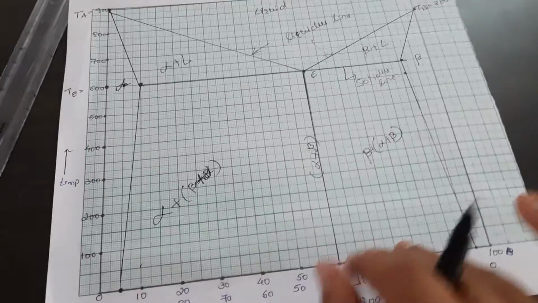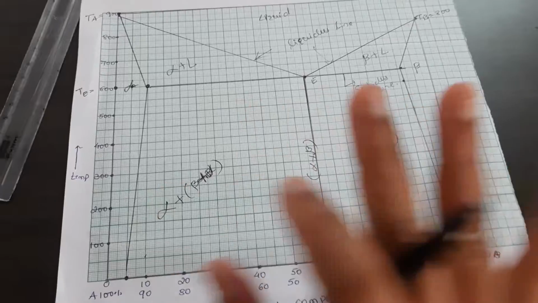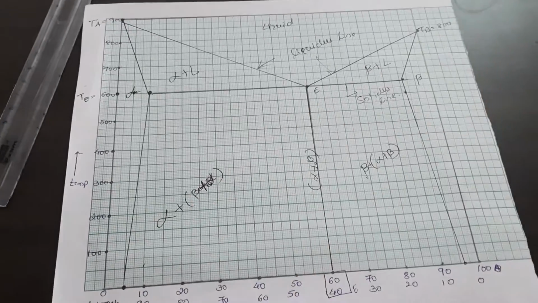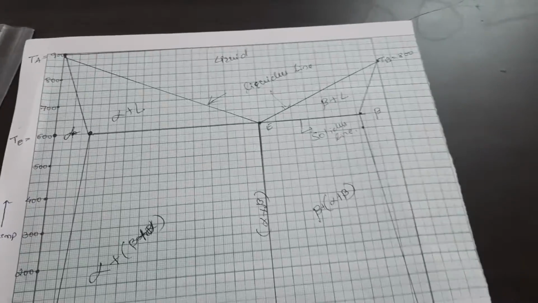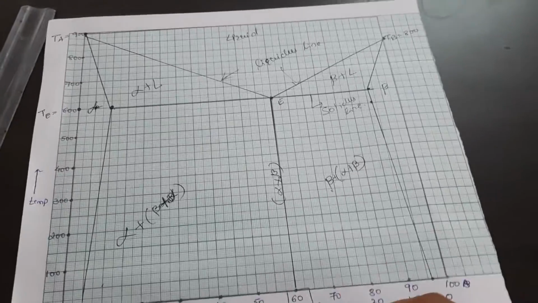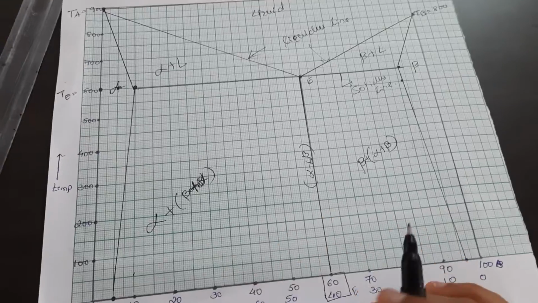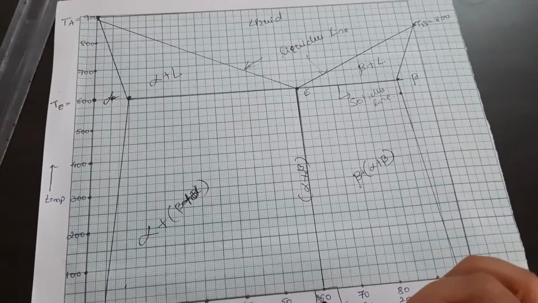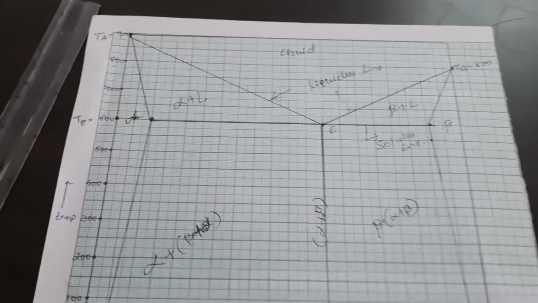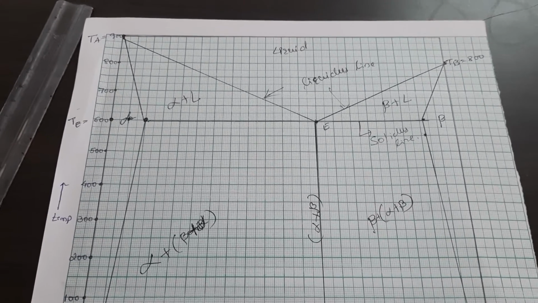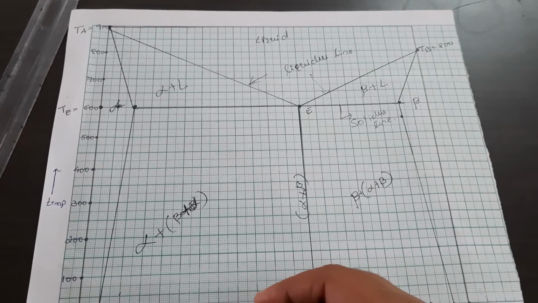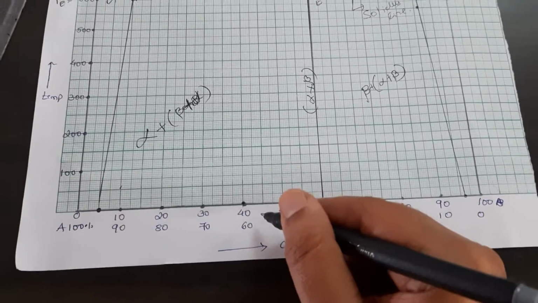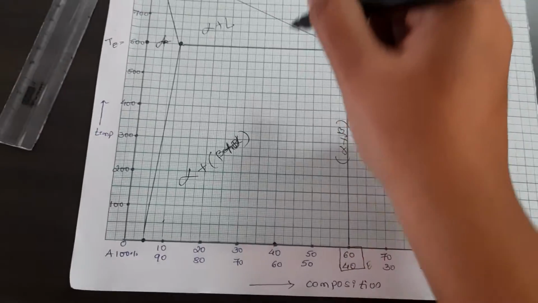Okay, please go through this once again. This is the problem: draw the phase diagram and label all the salient features of composition. You take the composition, then all the regions. They have given the alloy composition, 60% A and 40% B, and draw a vertical line.